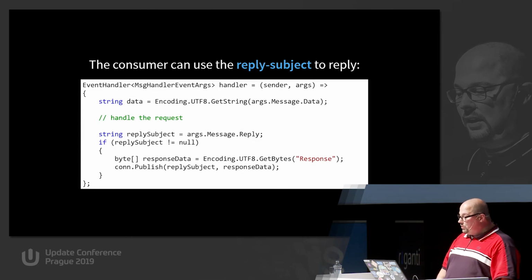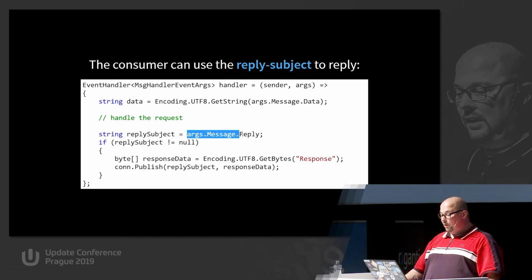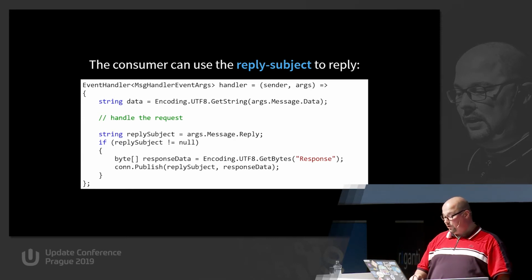And this is what it looks like at the consumer side. There is a reply subject in the message, so args.message.reply. And if that is filled with a reply subject, I can use that to publish my response to that subject. Pretty simple stuff, but it works like a charm.